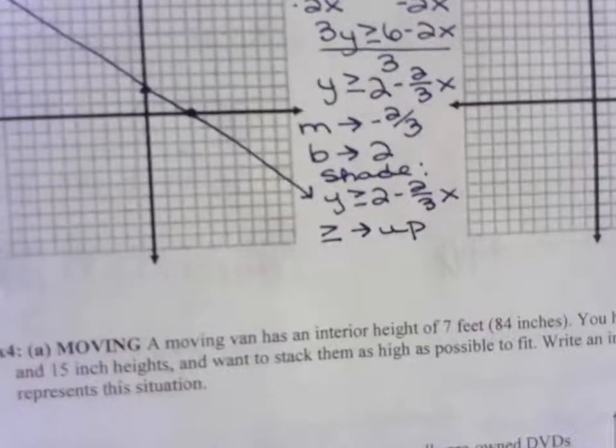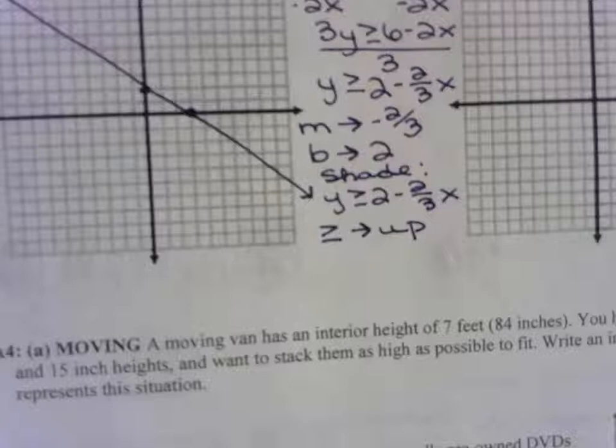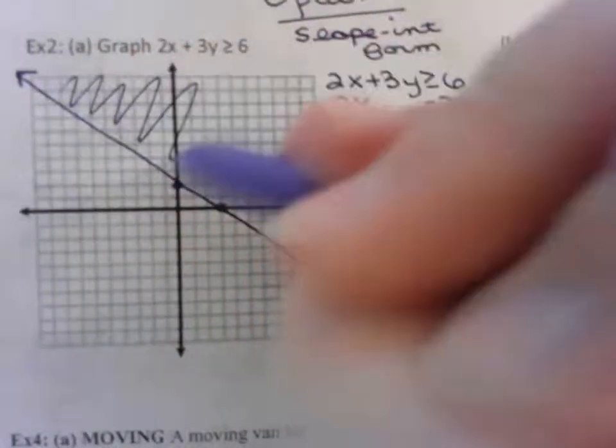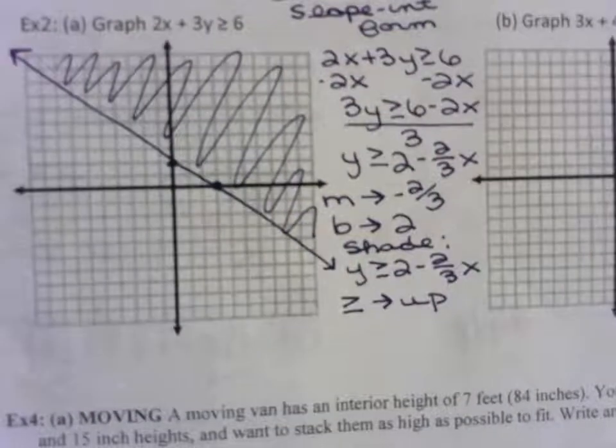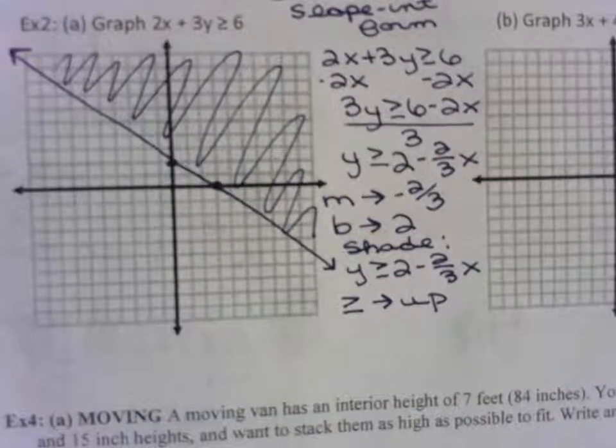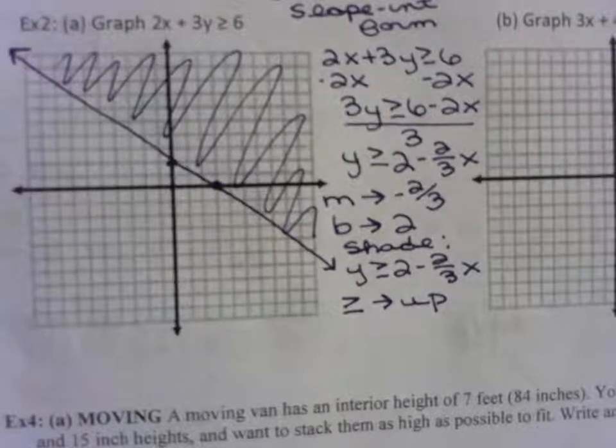So only in slope-intercept form can you use this shortcut. Y is greater than or equal to, so I shade above it. Something like that. That is one option. If I want to use slope-intercept form, then you can do it that way. That's fine. But I want to show you the second way as well.